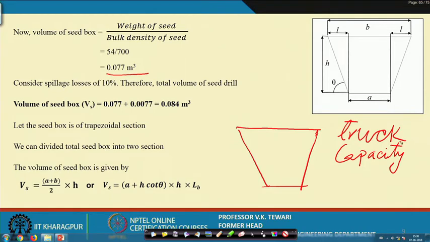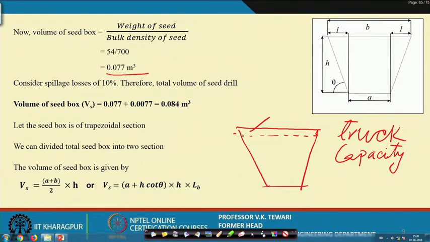This is called truck capacity, but we do not fill it like this. We do have a certain freeboard, because when the machine is going inside, we would not like to fill it up completely. There will be a certain freeboard. So this we will not fill up, right? This we will not fill up, but then it will not be like this.